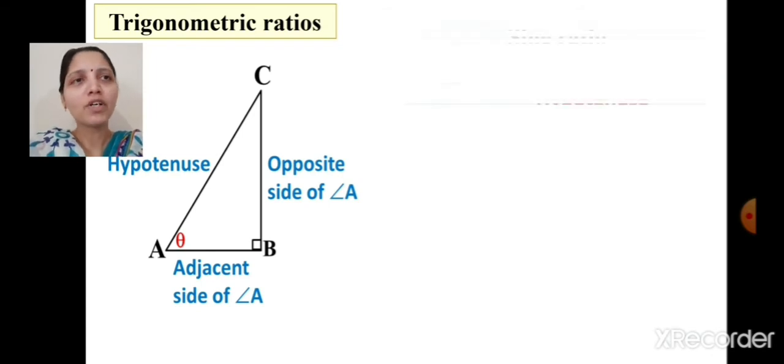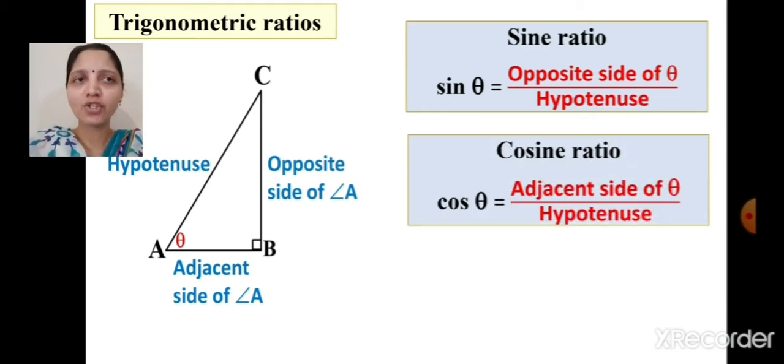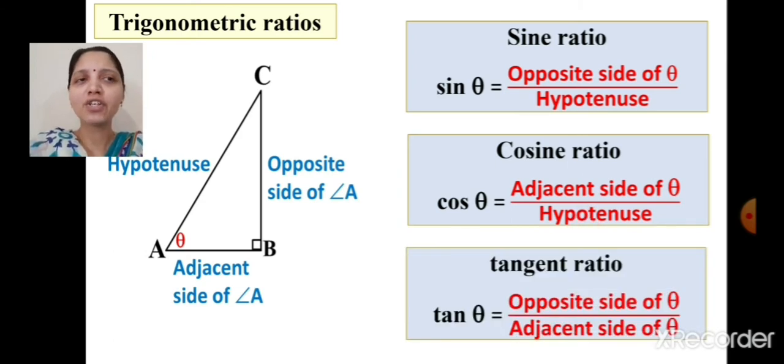Okay, so the first ratio we are going to see is the sine ratio. It is also known as sine theta, and its formula is opposite side of theta upon hypotenuse. Then we have learned the cosine ratio. It is called cos theta, and its formula is adjacent side of theta upon hypotenuse. And the last one is the tangent ratio, that is tan theta is equal to opposite side of theta upon adjacent side of theta. So these are the 3 important ratios and their formulae you have to remember.